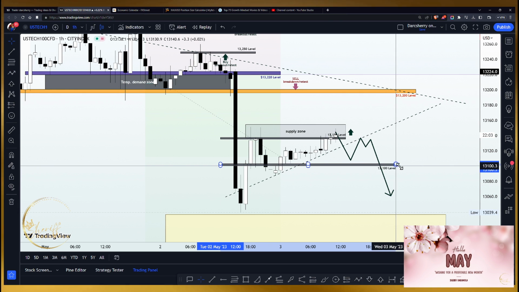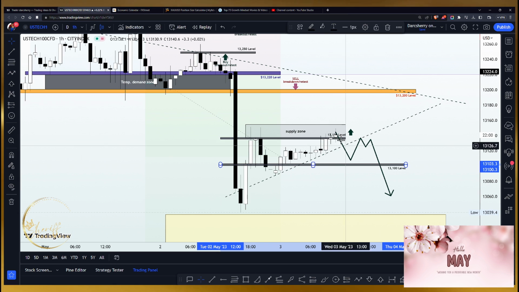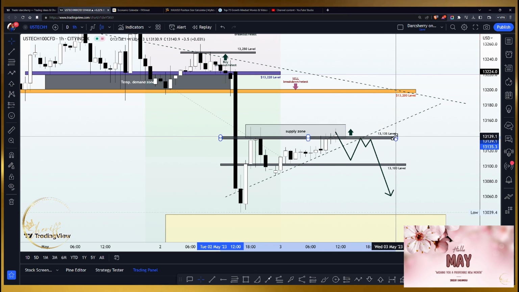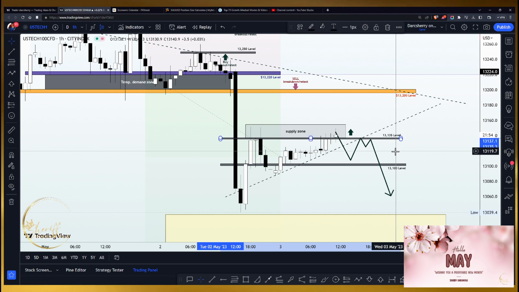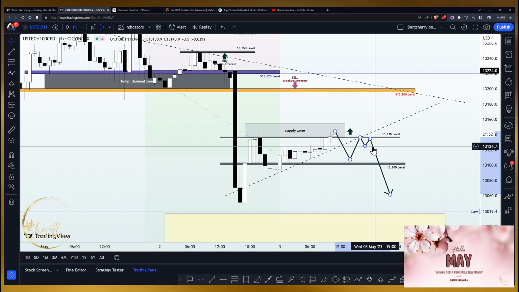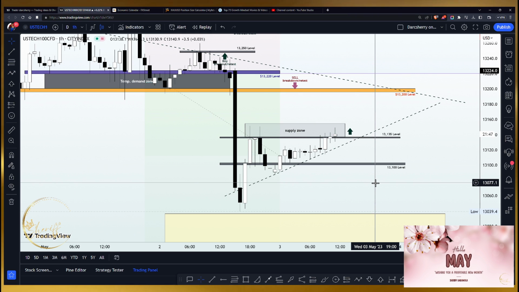Now, if a further breakdown of this support line at the 13,100 level happens, then we want to be adding more position to our existing trade. So that is how we are going to be selling the US tech for today. And our TP target now will be the next question you will be asking. Of course, we did have our TP target.